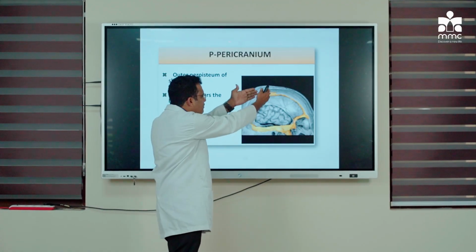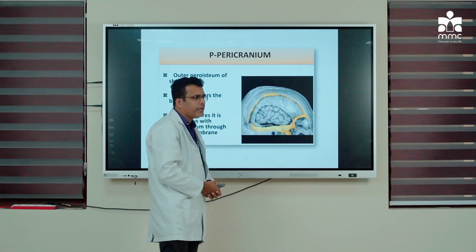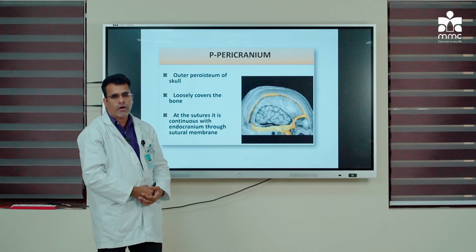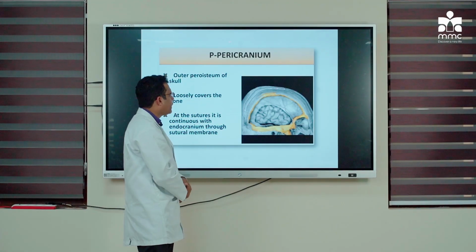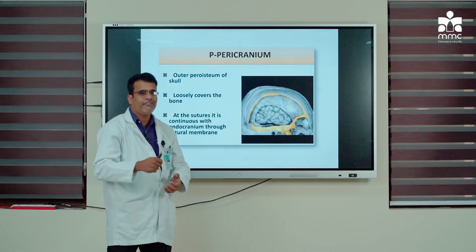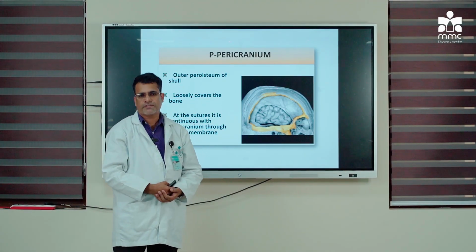After passing through the emissary foramen, that will be continuing as the endosteal layer of the meninges, that is the dura mater. So that's about the pericranium. These are the relevant points related to the five layers of the scalp.